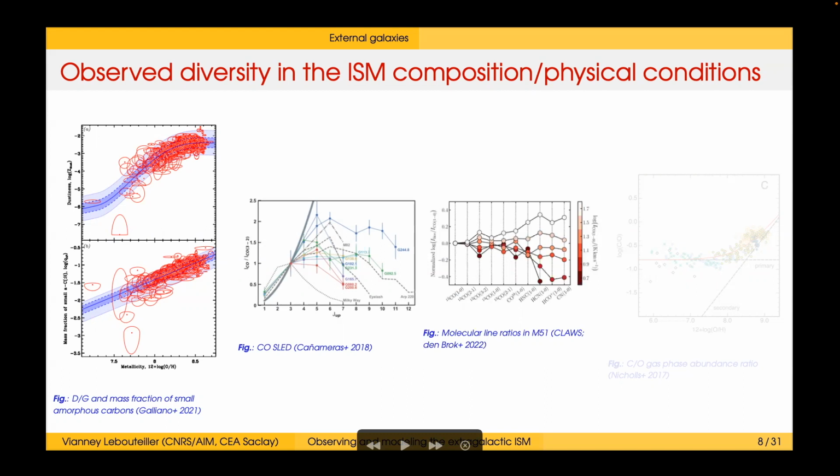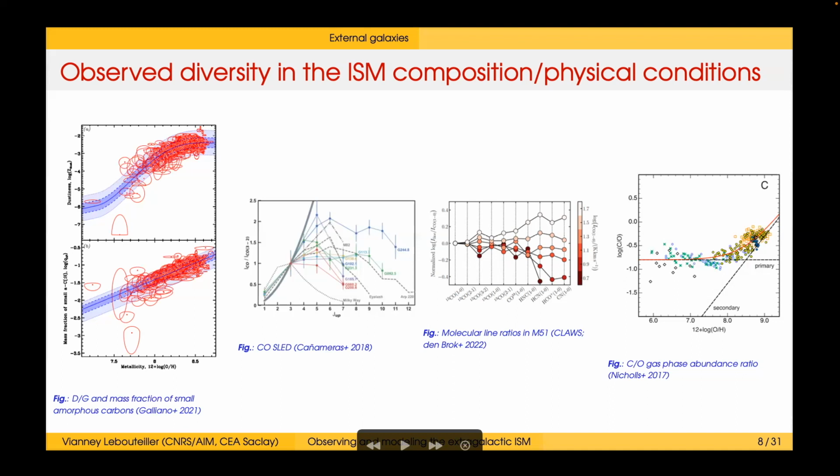This is just showing the variety of molecular anion ratios in one particular galaxy, M51. And finally, this is the C over O ratio versus metallicity in the gas phase. And it shows a dependency with the metallicity. And it is something that we need to account for when comparing observations to models.